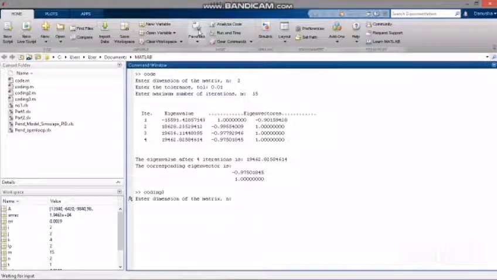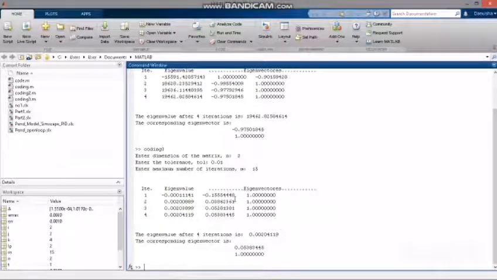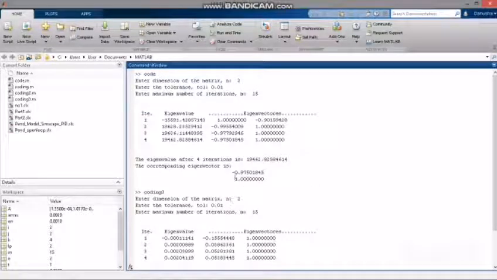run the code, and once more you have to enter your dimension, tolerance, and your maximum number of iterations, and you will get your lowest natural frequency result for eigenvalues and eigenvectors. Repeat the same steps for the other material. That's all from me, and thank you.